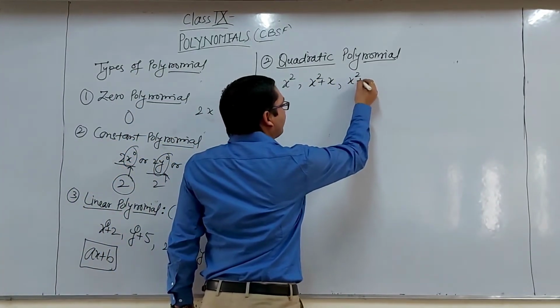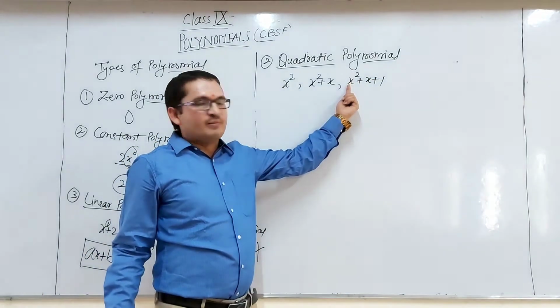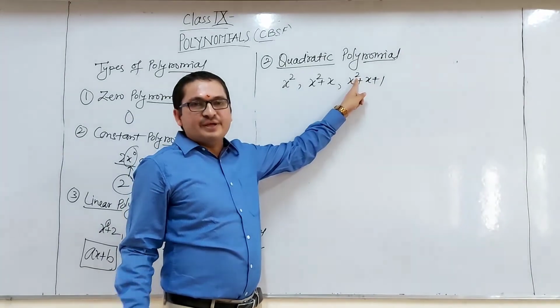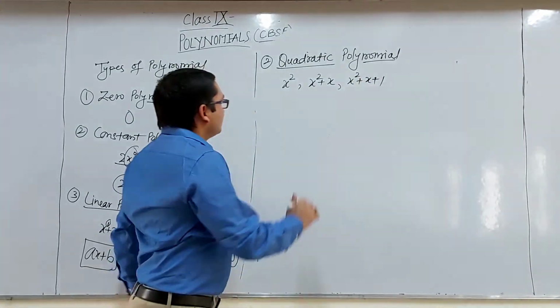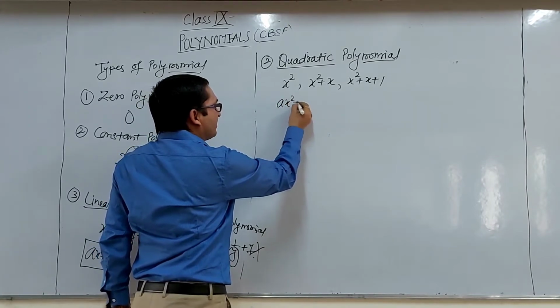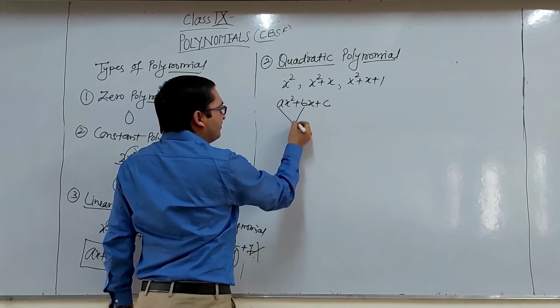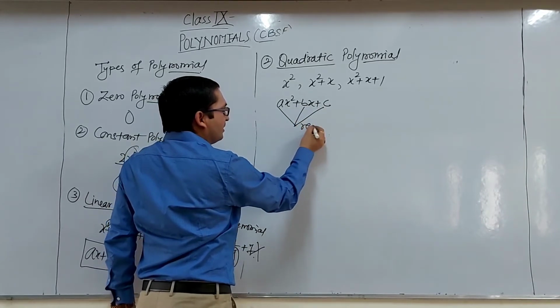x square plus x plus 1. What is the highest power of this variable? 2. So it will be a quadratic polynomial. Now the standard form of this is ax square plus bx plus c, where a, b and c are real numbers.